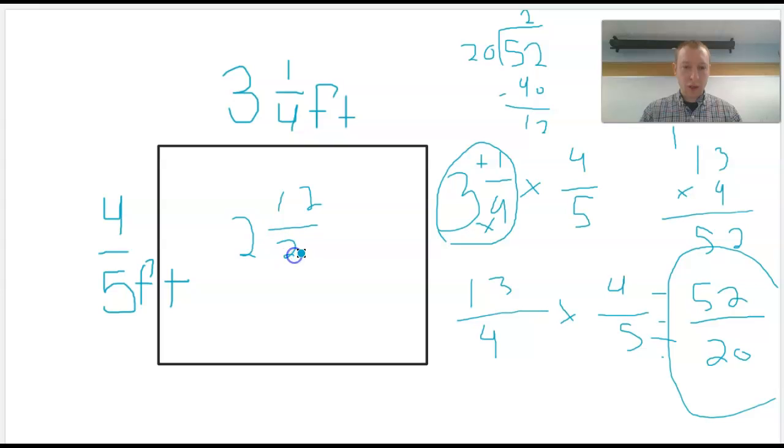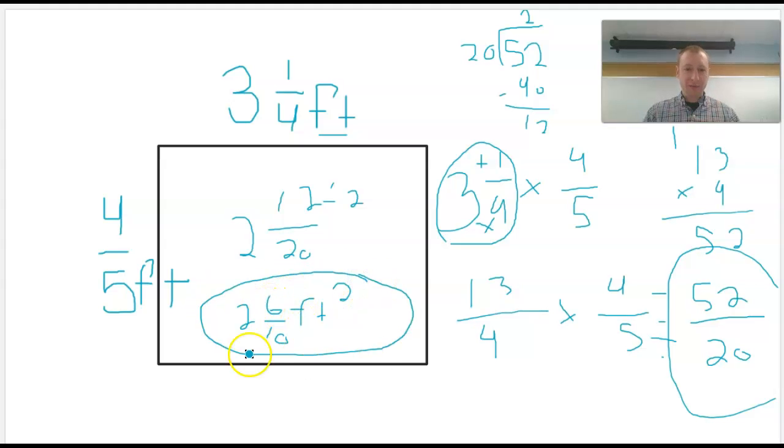There is 12 left over, over 20. And I can actually simplify this 12/20ths by dividing by 2. So 12 divided by 2 is 6, and 20 divided by 2 is 10. So I got 2 and 6/10, and here's our unit, feet. Feet squared, and there is the answer. Actually, I can simplify this again, can't I? 6 and 10, both divisible by 2. 6 divided by 2 is 3. 10 divided by 2 is 5. So I could do 2 and 3/5. Okay. Not that it's wrong, it just wasn't fully simplified.